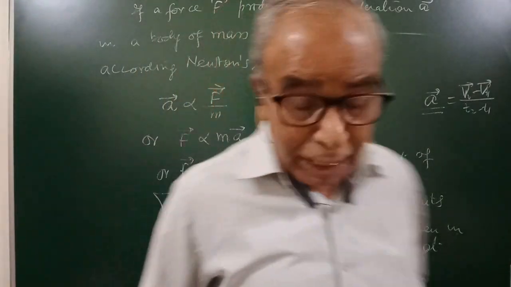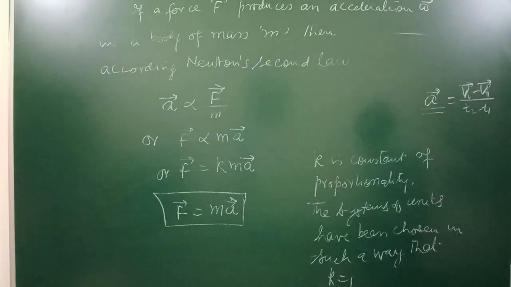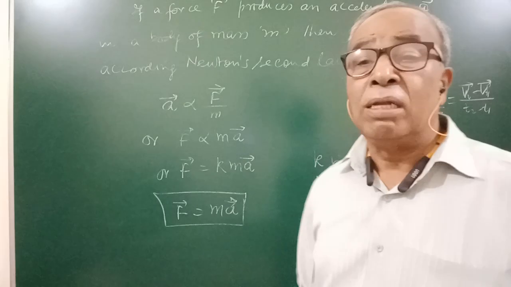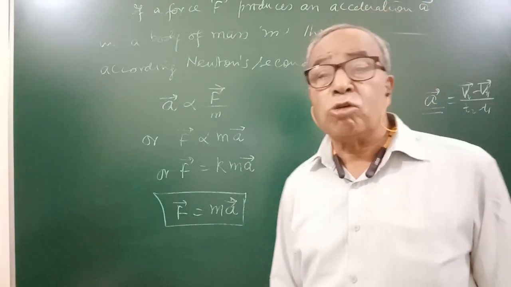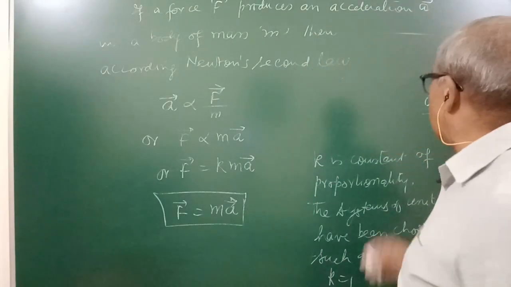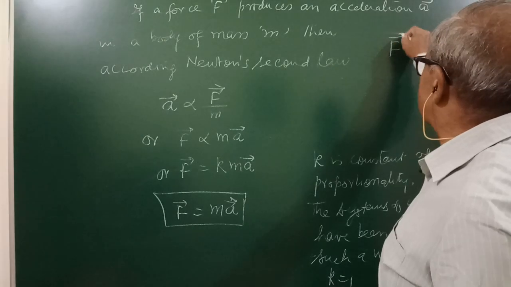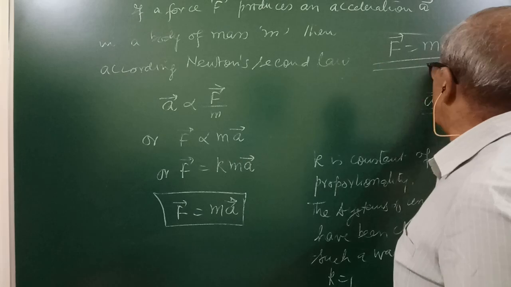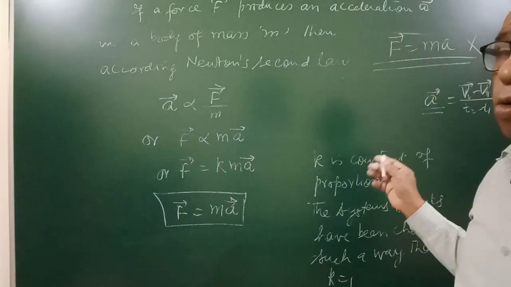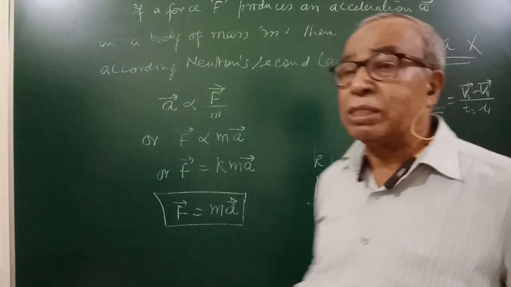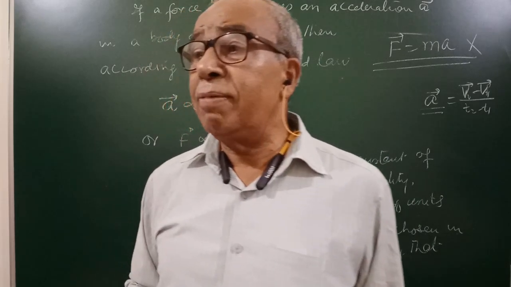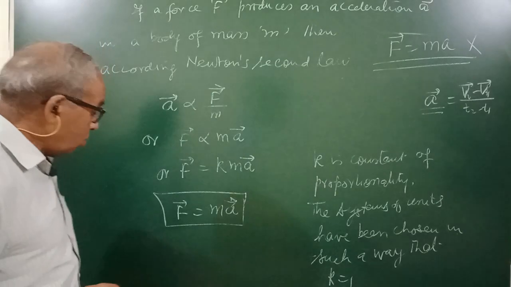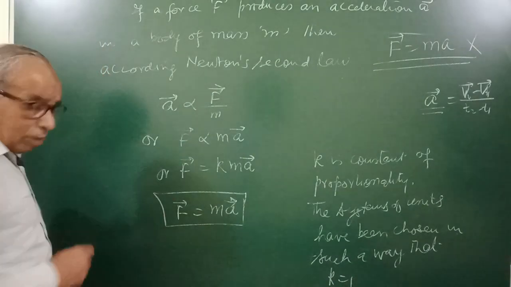Dear student, please be careful. If the left hand side is representing a vector quantity, then the right side should also represent a vector quantity. So please never write like this, k is equal to ma. It is totally wrong. Here you are losing the homogeneity of the equation. If the left hand side is a vector, then the right side should be a vector. So be very careful.